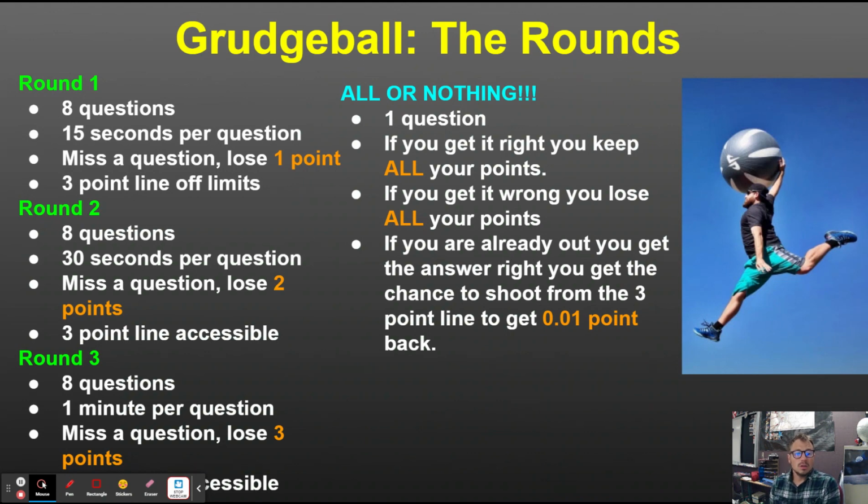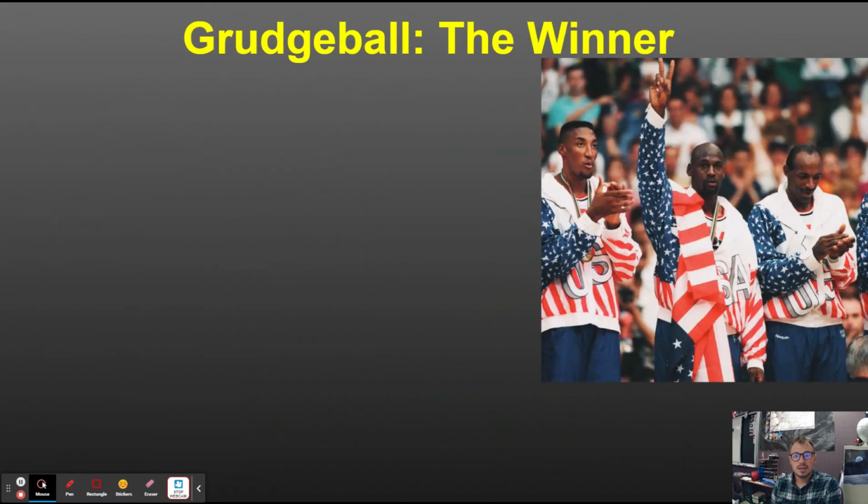Now, all or nothing, right? That's the final question. That's 1 question. If you get this right, you keep all of your points. If you get it wrong, you lose all of your points. Now, this is the only time you can gain points in grudge ball. If you're already out, at any point you got out, and you get the answer right, you get the chance to shoot from the 3-point line to gain 1/100th of a point back. So that is just a way that if a team is eliminated, they're not completely gone until the very end.